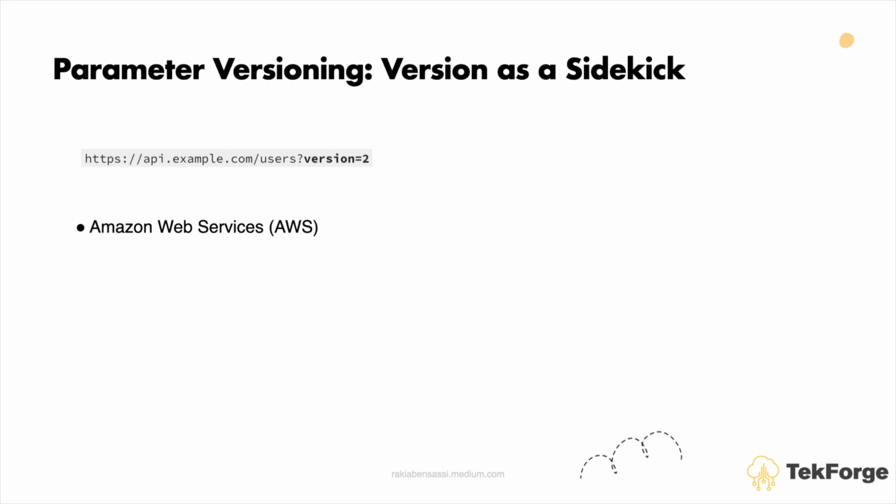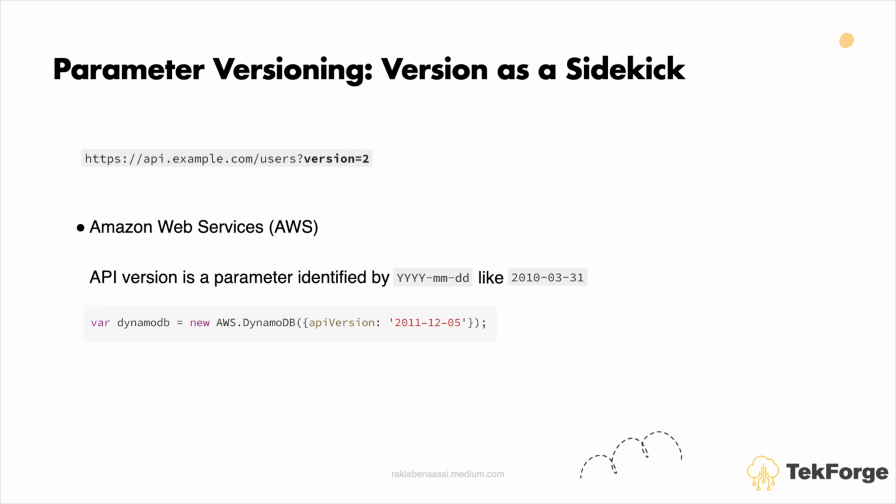AWS services, or Amazon Web Services, use parameter versioning to keep track of API compatibility. You need to include the API version as a parameter identified by a year-month-day formatted date string, like 2010-03-31. For instance, initializing a DynamoDB service might look like this: var dynamoDB = new AWS.DynamoDB, and then you can mention your API version as a JSON object, apiVersion 2011-12-05.